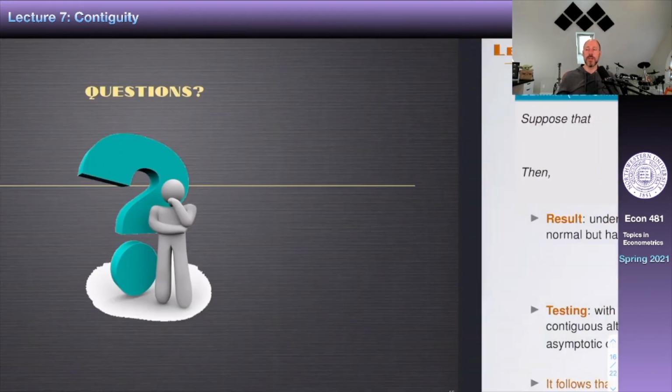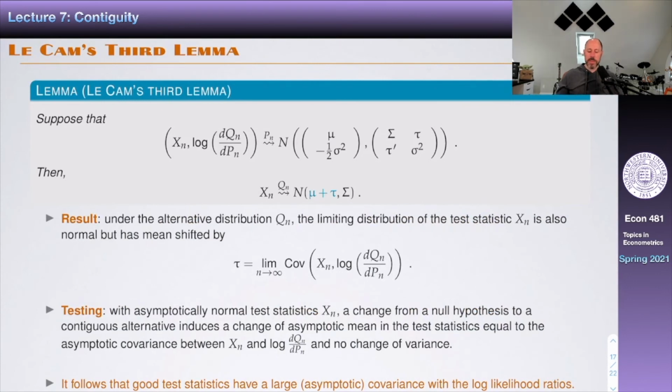We can keep going. Here, we're going to present Le Cam's third lemma, another lemma that Le Cam wrote in his thesis. Just want to motivate you guys. It says the following. Suppose that you have a test statistic, an estimator, it doesn't matter, a sequence called Xn, and the log likelihood ratio, and you look at the joint behavior of this. And suppose that the joint behavior of this under the sequence of distributions Pn converges to a normal. Then let's look at pieces.